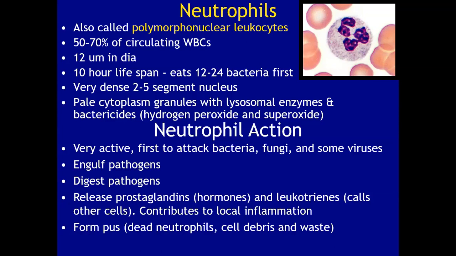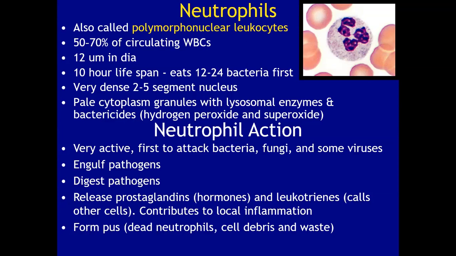We got those little granules, we got the multi-lobed nucleus, and it's medium sized. Okay, these guys live about 10 hours. They eat anywhere from 12 to 24 bacteria usually. Like it says, very dense 2 to 5 segmented nucleus with pale cytoplasmic granules inside of them that contain lysosomal enzymes and bactericides like hydrogen peroxide and superoxide that are good at destroying bacteria.